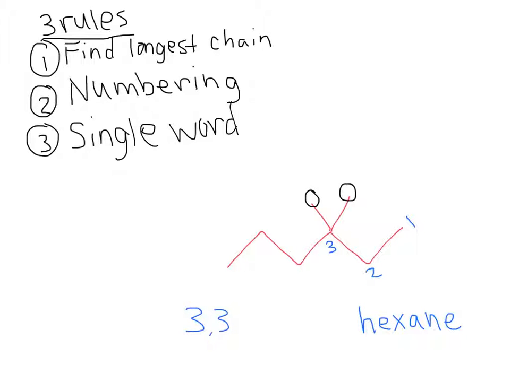The third rule is to officially name the compound. The named compound needs to be written as a single word without capital letters. As you can see, in the name I have written below, there is still a space missing between the 3, 3 and the hexane. That's because there's still one step missing.